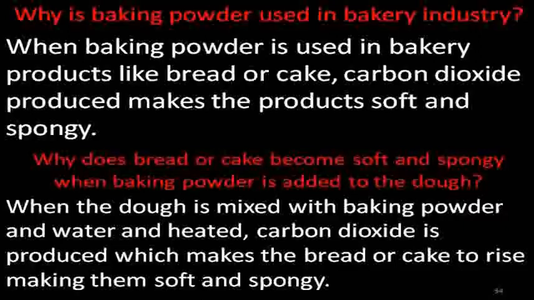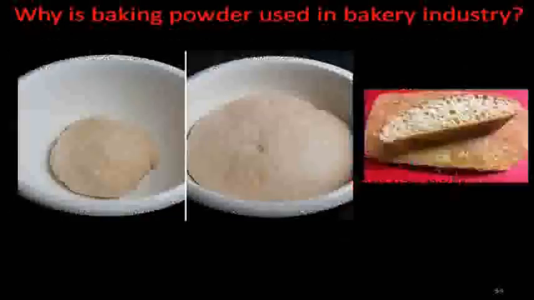Why does bread or cake become soft and spongy when baking powder is added to the dough? When the dough is mixed with baking powder and water and heated, carbon dioxide is produced which makes the bread and cake rise, makes them soft and spongy. So this may be asked in your 1 mark question. So you should know this, children, why baking powder is added in bakery items, how it is beneficial to us.